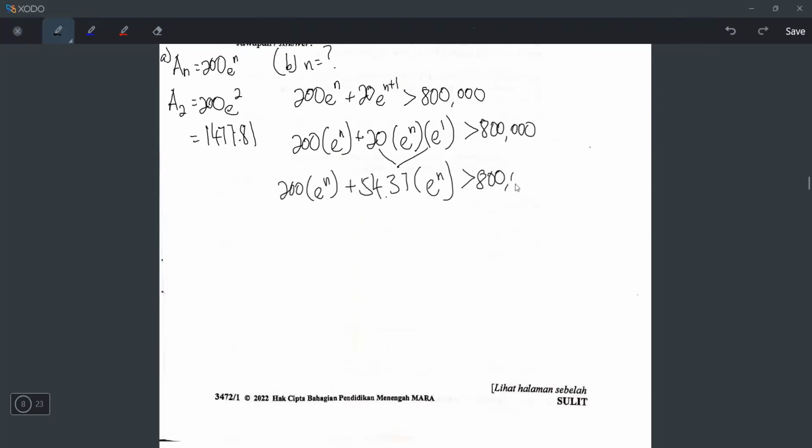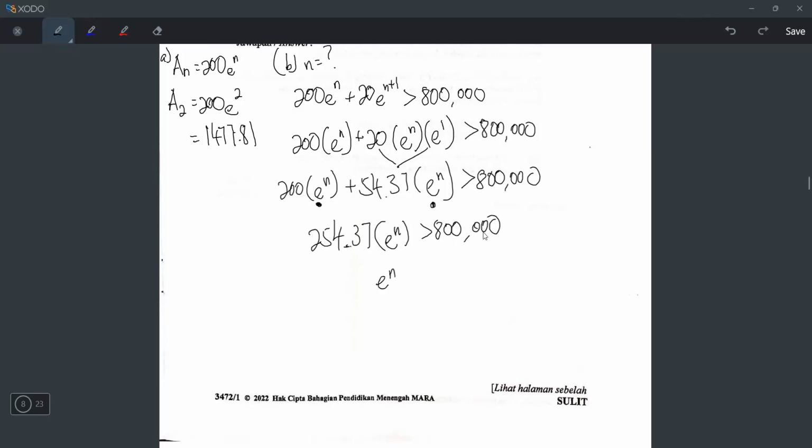Bigger than 800,000. Now we can see that the calculator value here and this one here, they are the same. So if they are the same, I can change this E power n to A for now. So it becomes 200A plus 54.37A. So you press calculator, you get 254.37A. But of course, you don't write A, you write E power n, bigger than 800,000.